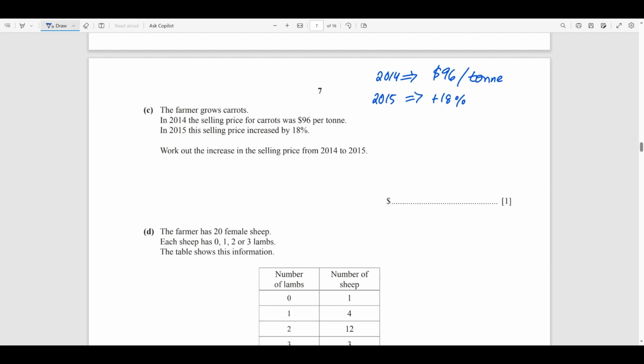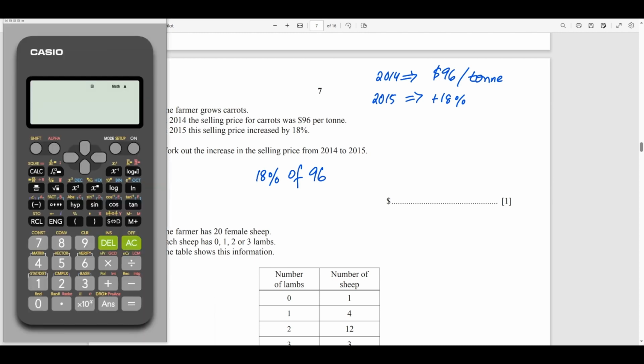So the increment is 18%. So basically we need to calculate 18% of $96, which is 17.28.